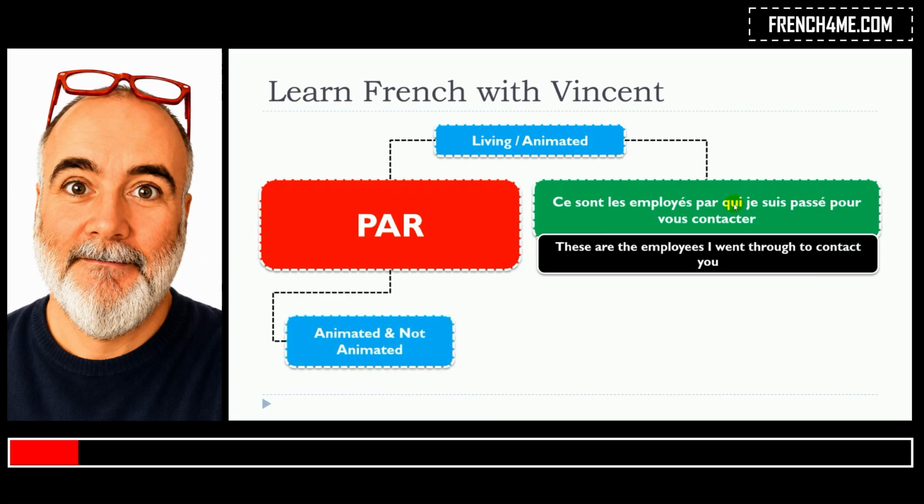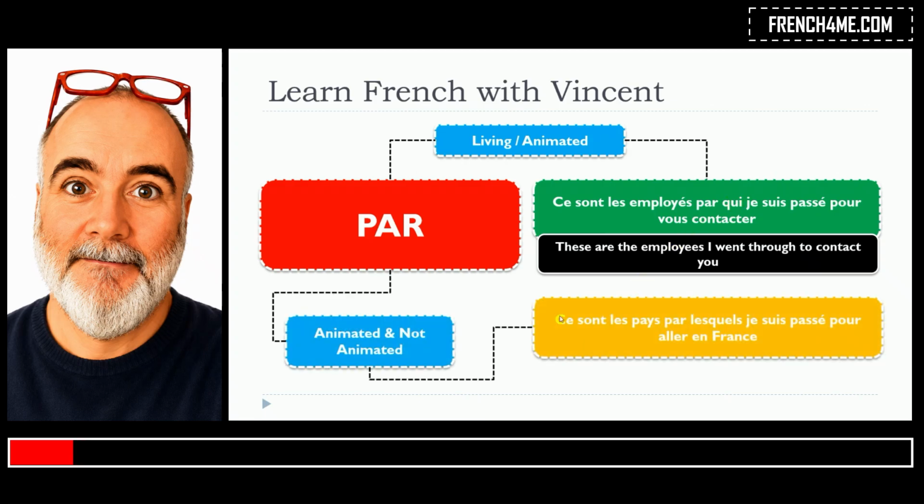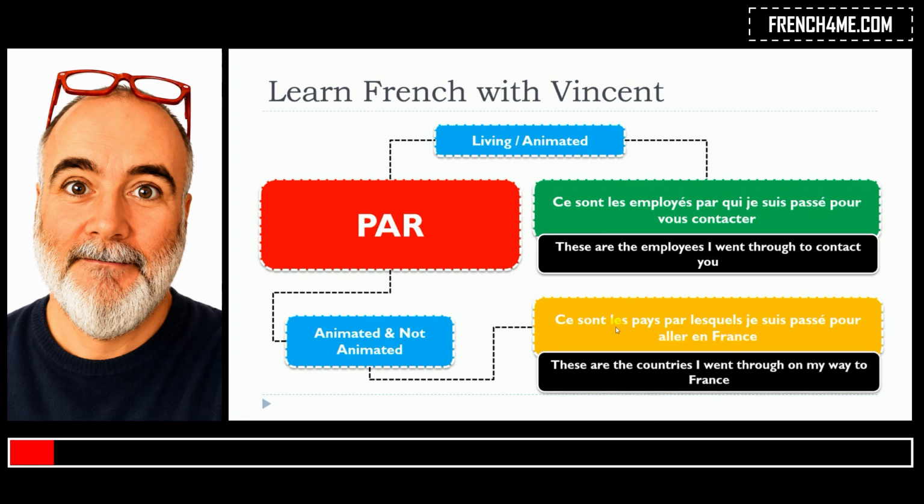And then animated and not animated, ce sont les pays par lesquels je suis passé pour aller en France. So in that situation, les pays, it's masculine, it's plural. We put the preposition par and then we put the masculine plural form of the pronoun, lesquels. Ce sont les pays par lesquels je suis passé pour aller en France.